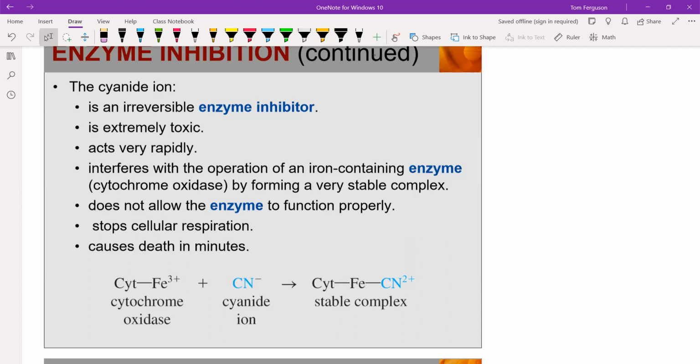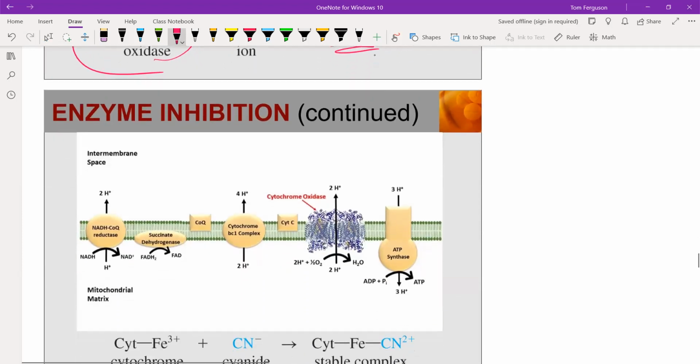You've all heard about cyanide being extremely toxic, and yes, it is. It messes up cytochrome oxidase. It covalently binds with it, forming a very stable complex, and that oxidase doesn't function anymore.